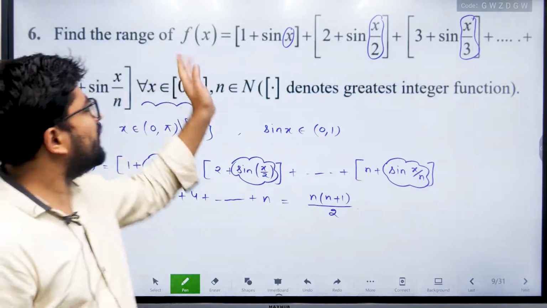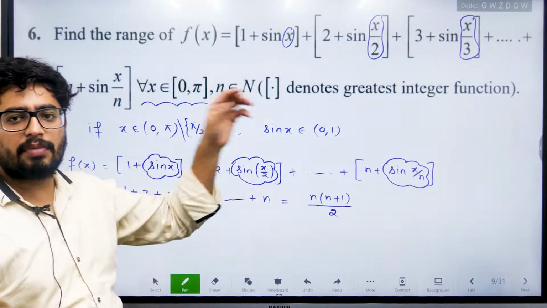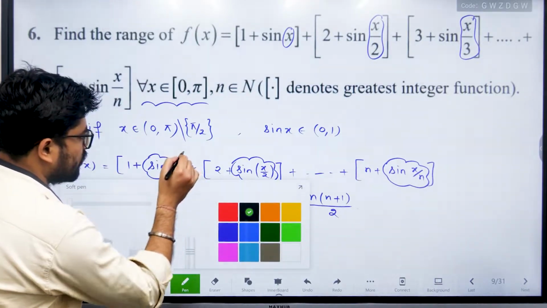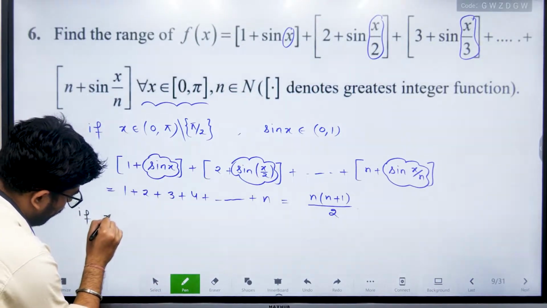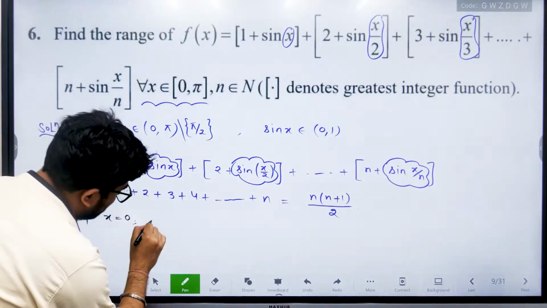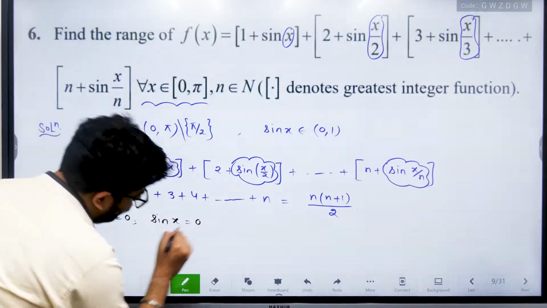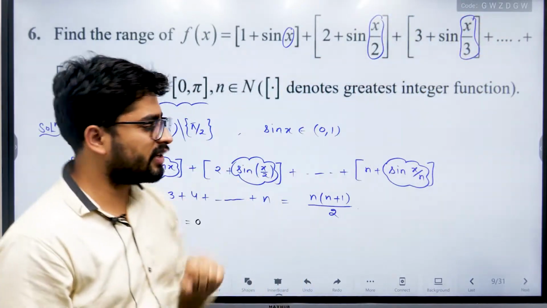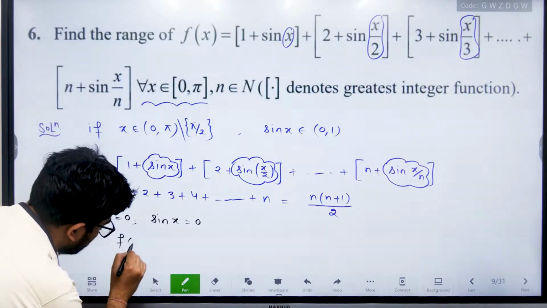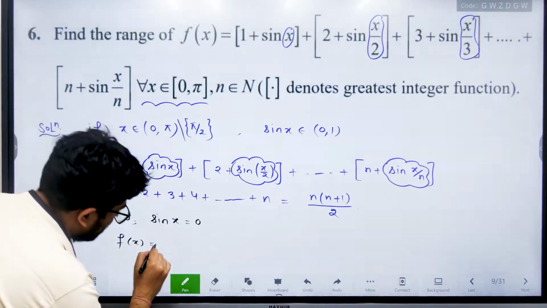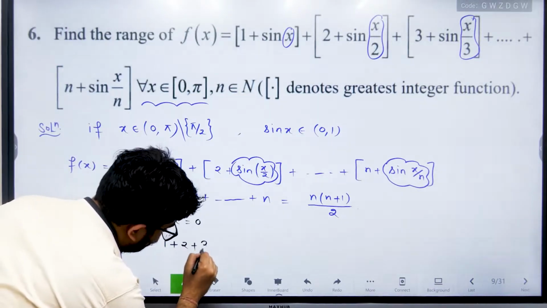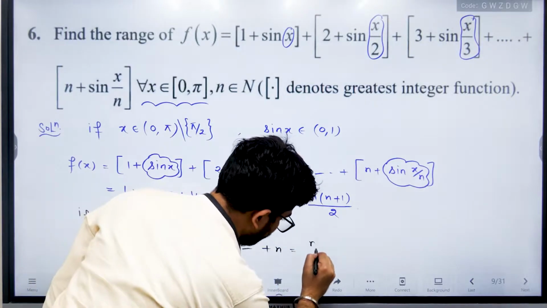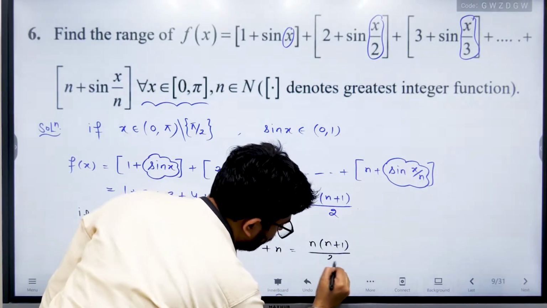Now we have to find the range, and x can take the values 0, pi and pi by 2. So we have three different cases. If x is equal to 0, sin x is 0, and sin(x/2) is also 0, and everything is 0. So you will get f(x) equal to greatest integer of 1 is 1, plus 2 and so on till n. Again this is n(n+1)/2, the same value.